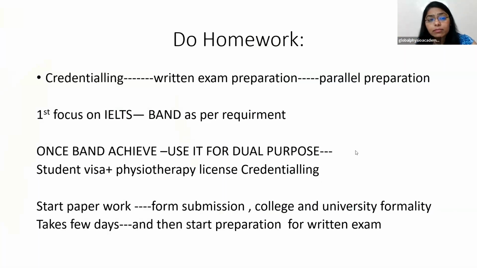Do your homework on the credential, because the credential is a form. How much time does it take? 15 days, maximum 1 month. Okay, then you have to go with your IELTS.